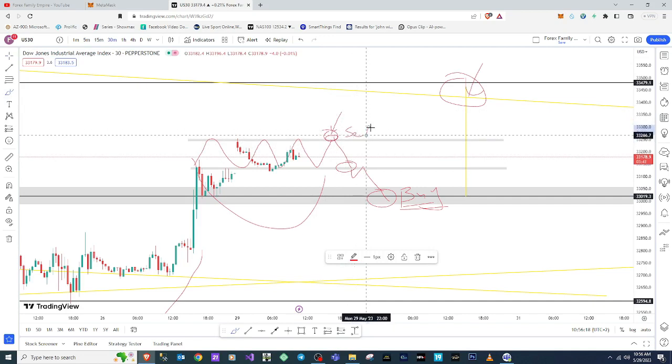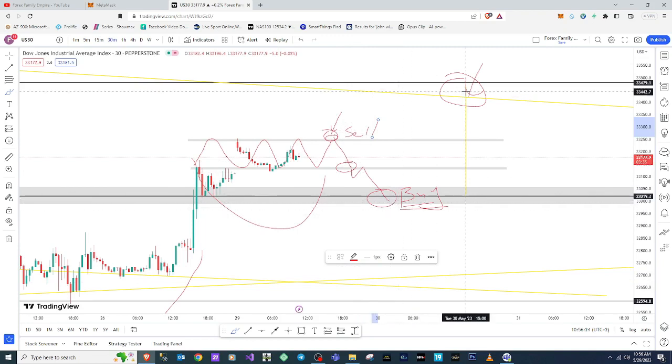So let me put it like this. You sell from this level up until this level, and then you buy from this level, and then you go up with it. So this is basically my trading plan.